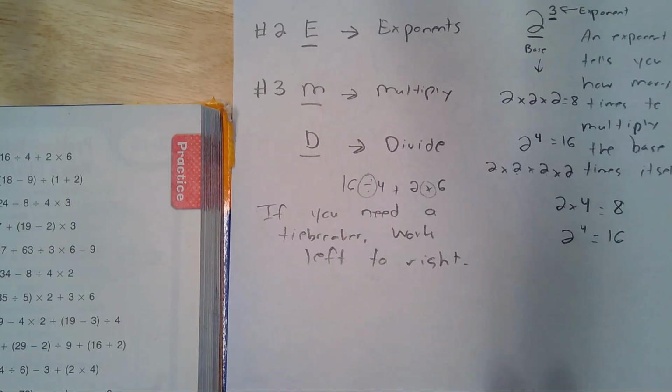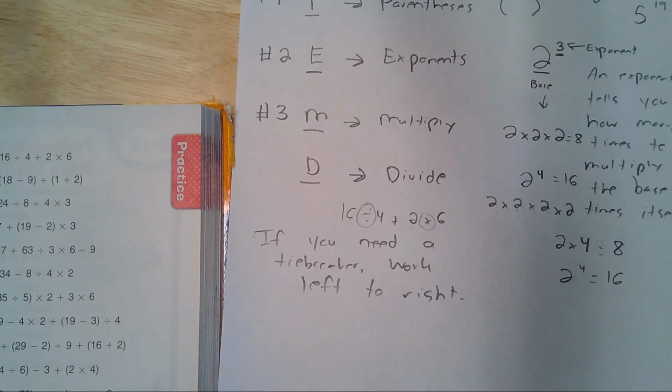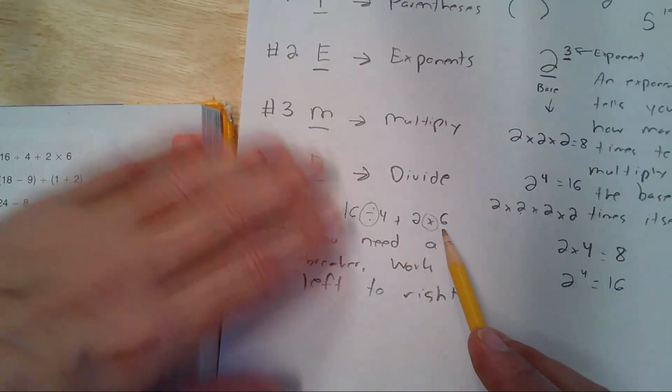First level is parentheses. Second level is exponents. Third level is multiplying and dividing. All multiplying and dividing goes on the 3rd level. You don't do them in any particular order because they're identical. One's not higher than the other. So when I see a multiply or divide, I work left to right.